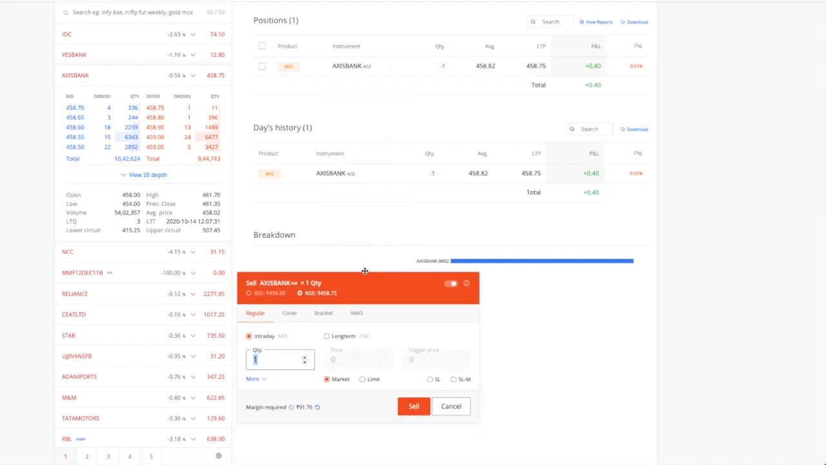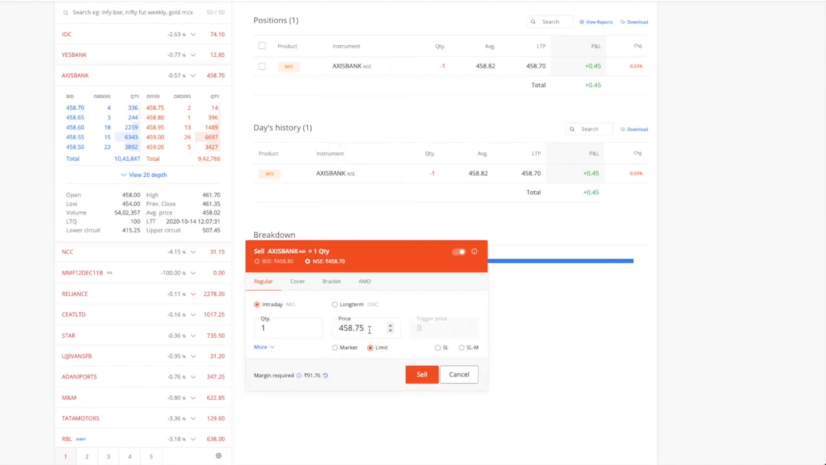Now let's say that I want to buy it back at 458.7. I can keep a buy order at 458.7. So I sold at 458.9, and I want to buy it back at 458.7. So I'm just keeping a buy order for the very same at 458.7.